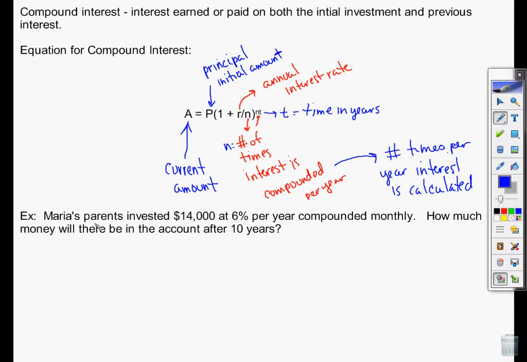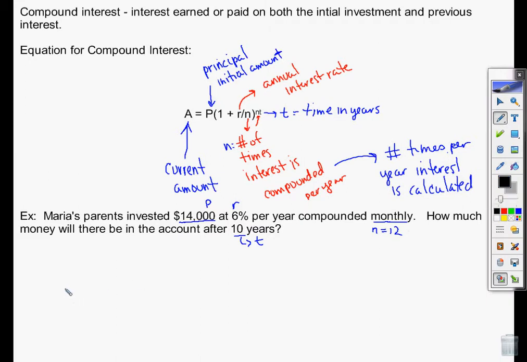Okay? So how does this work? Maria's parents invested $14,000 at 6% per year compounded monthly. So $14,000, that's the principal. That's P. 6% is R, monthly. How many months are in a year? 12. So you're going to get N equals 12. And then 10 years is T.